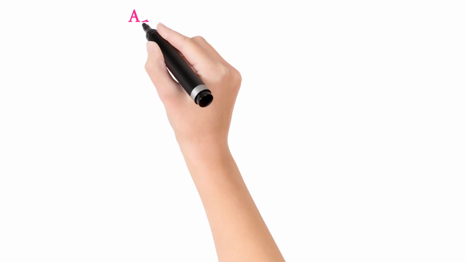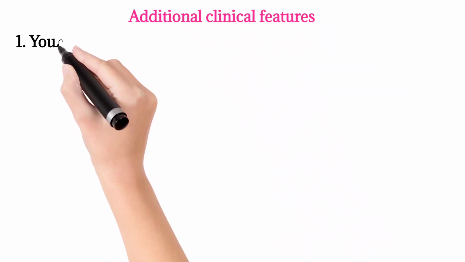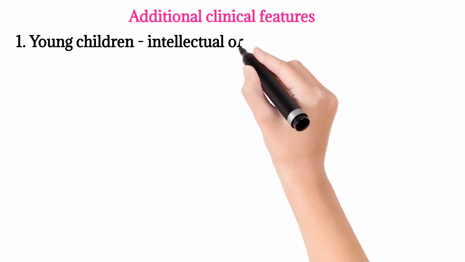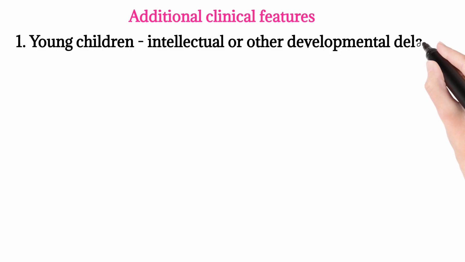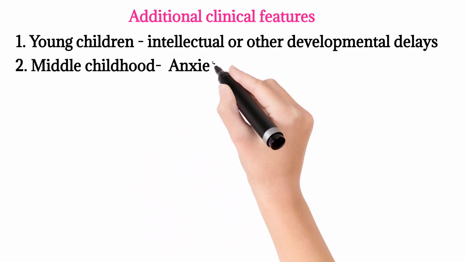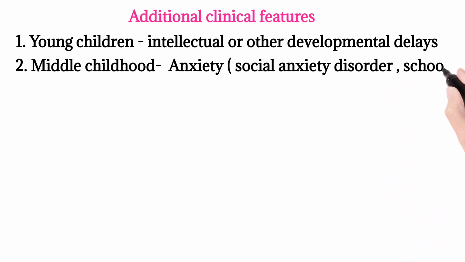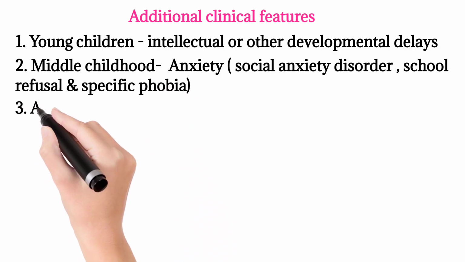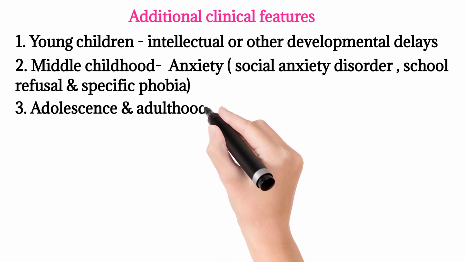Now we will see some of the additional clinical features that are present in autism spectrum disorder. First, in young children, intellectual and other developmental delays are present, for instance, problems in language and motor coordination. In middle childhood, there may be a prominent symptom of anxiety, including social anxiety disorder, school refusal, and specific phobia. During adolescence and adulthood, depressive disorders are often a presenting feature.